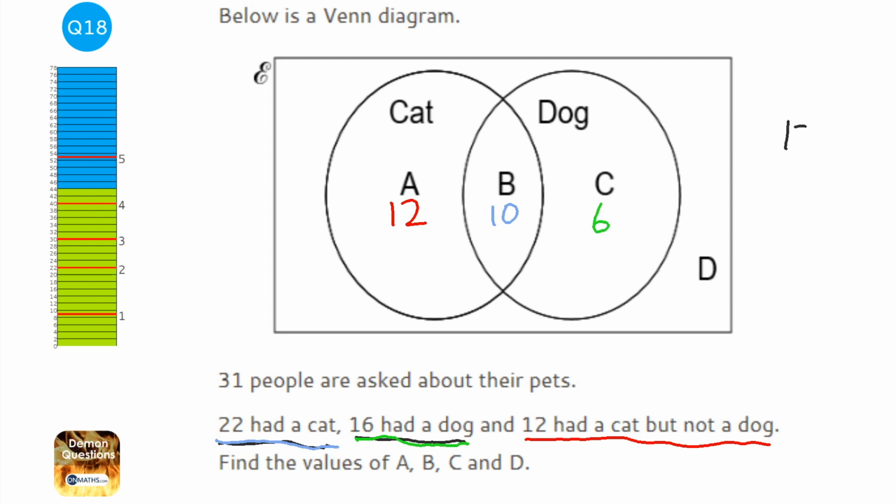Now, if we add those up all together, then that's going to give us, was it 28? And it says that there's 31 people in total. So if we've used up 28 of the people within the 2 circles, the cat and the dog circles, that means we've got 3 people left over outside.